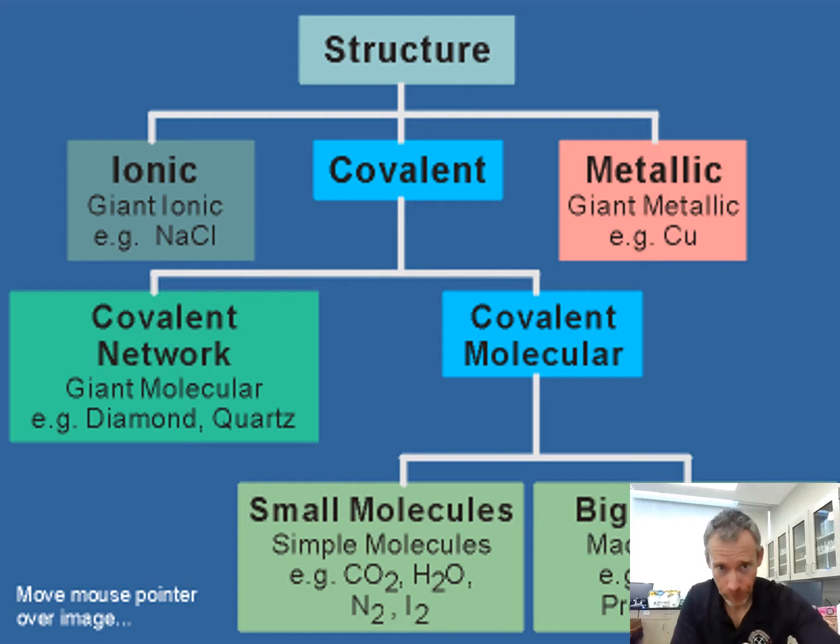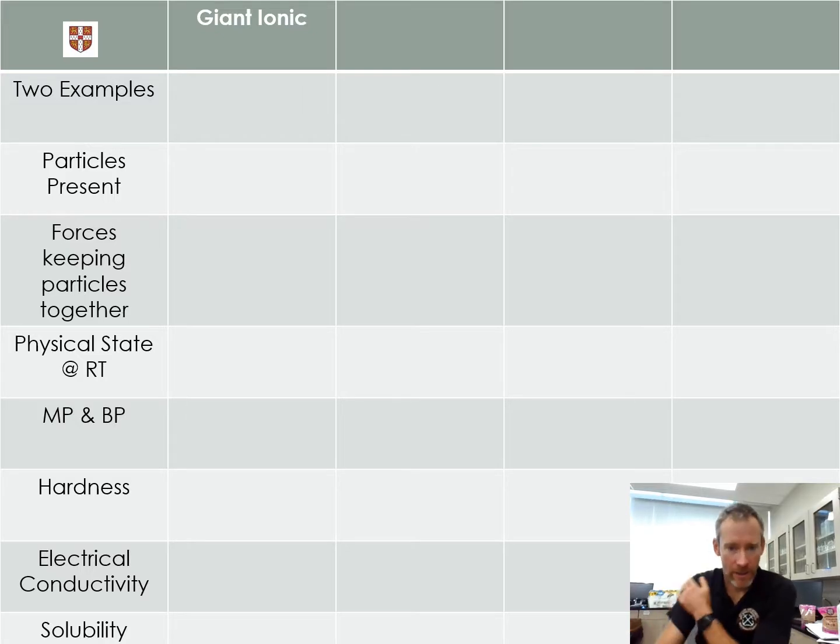You have your structure, either ionic, covalent, or metallic. Ionic bonds are obviously going to be giant ionic. Metallic is going to be giant metallic. Covalent, you have your covalent network solids, so those are your giant molecular structures: diamond, quartz, graphite. And then you have your smaller ones, simple molecules. Those are your gases, water, diatomic elements. And then you have the big molecules called macromolecules, like proteins and stuff like that. This chart is important. You need to know examples and their characteristics for these different groups.